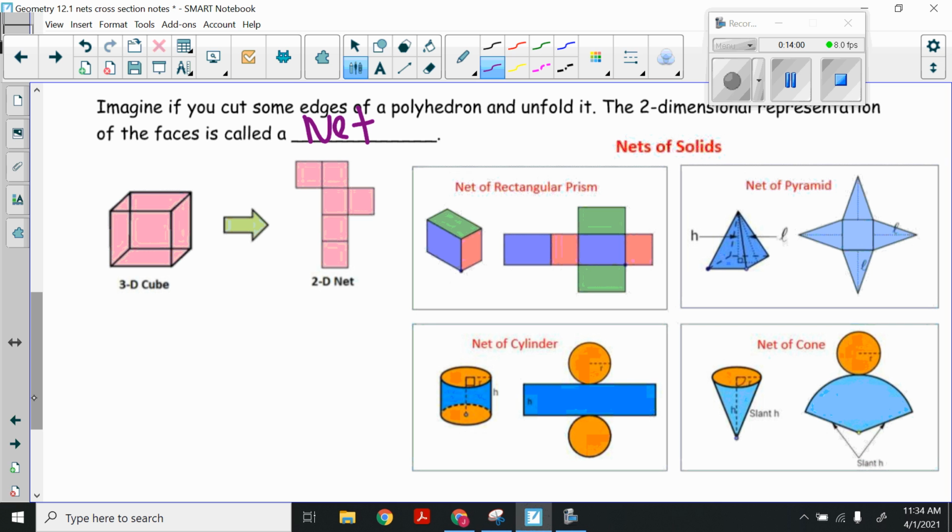A net of a square pyramid: we have the square on the bottom and then the triangles that come out. Net of a cylinder, we have the 2 circles on the top, and then this is going to wrap all the way around that rectangle. Net of a cone, so we have the circle, and then we have this shape. When we wrap it around, it creates that cone.